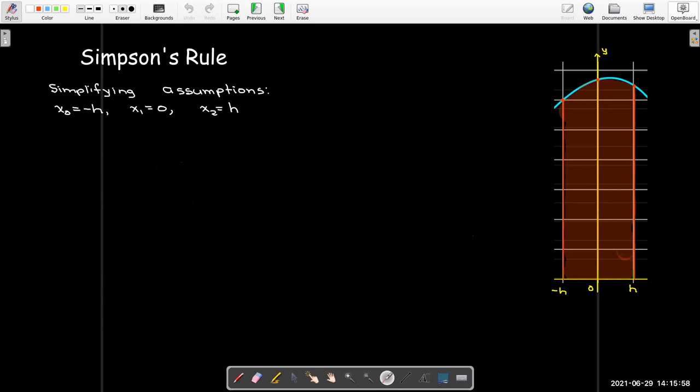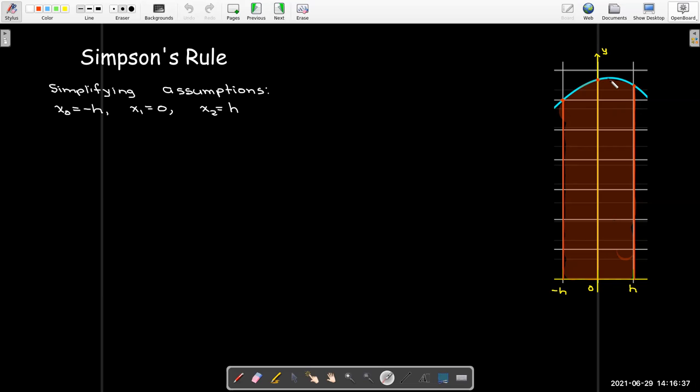Well, in order to come up with a formula, we're going to make a fairly simple assumption, which is that the two subintervals are centered on the y-axis. Now, the location of the y-axis really does not have any impact on the area under this curve. If the y-axis were over here on the left-hand side of the page, it wouldn't matter. The area would still be the same. And so we're not changing the area. We're just trying to make the analysis a little bit simpler.